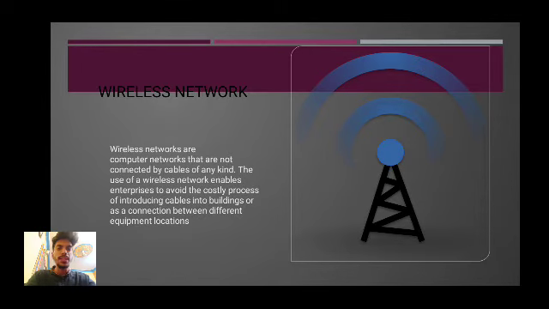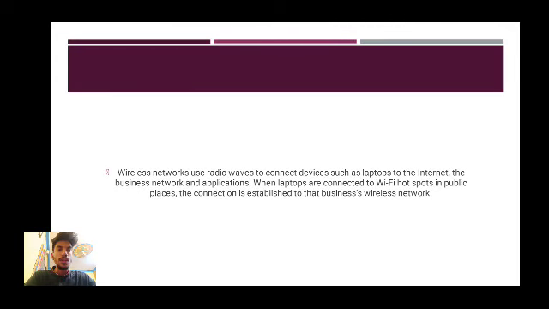Wireless networks. What are wireless networks? As its name signifies, wireless means any network which does not include the use of wires. Wireless networks are computer networks that are not connected by cables of any kind. The use of a wireless network enables enterprises to avoid the costly process of introducing cables into buildings or any equipment. So, if networks don't use wires, then how do they connect?